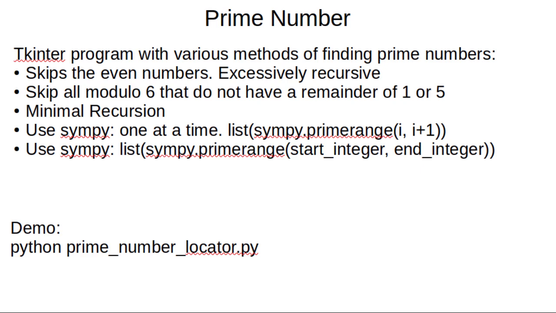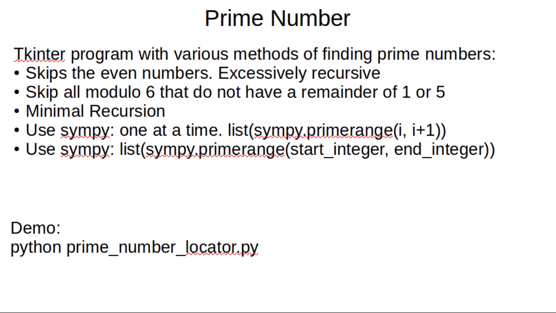One is to just skip even numbers, and I call it excessively recursive. If I have to find, let's say I've got to the number 100, then I'd start at 2, and I tried dividing 2 into it, 3 into it, 4 into it, and go right up to 99, which is impossible. You only need to go halfway. The square root. So it's up to 10, right? Yeah.